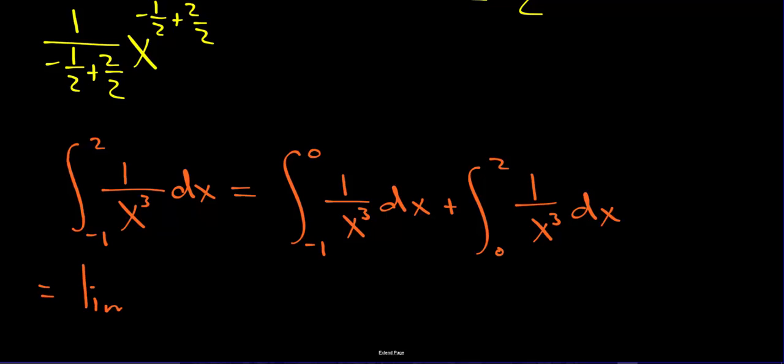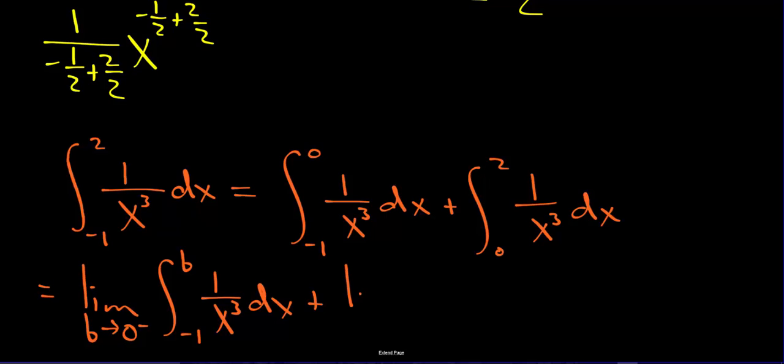So here's what I'm going to do. I'm going to take the limit as b goes to 0 from the left this time. Negative 1 to b, 1 over x cubed. See that? Because now on this interval from negative 1 to 2, if we're looking at negative 1 to b, the way we approach b is from the left. That's why it's a one-sided limit.